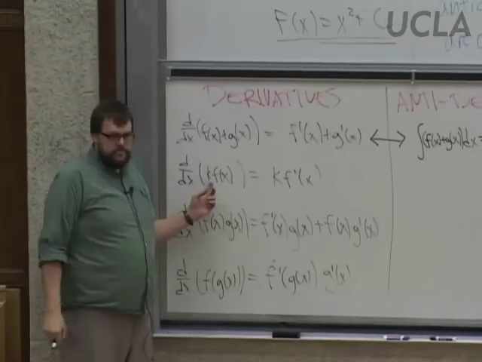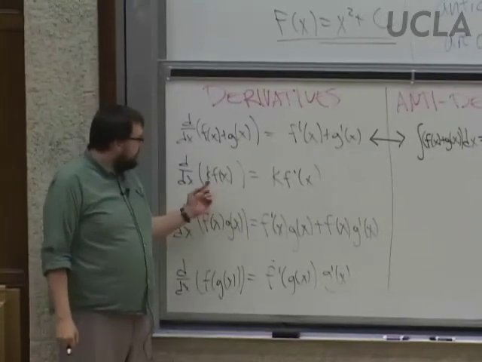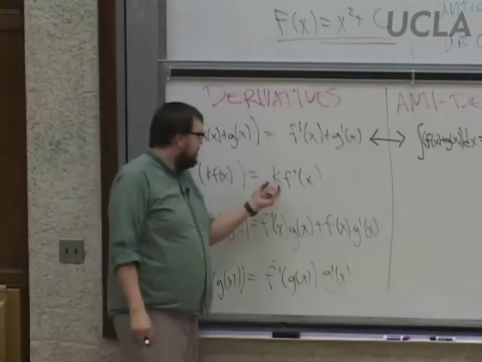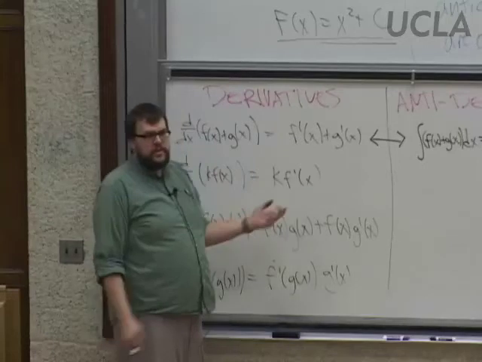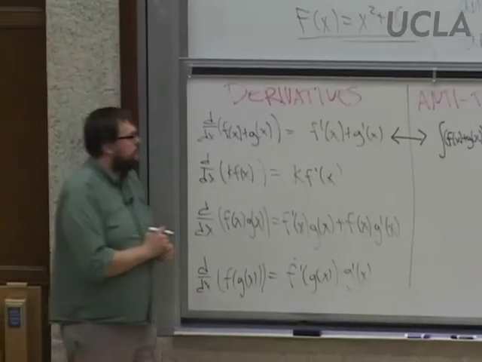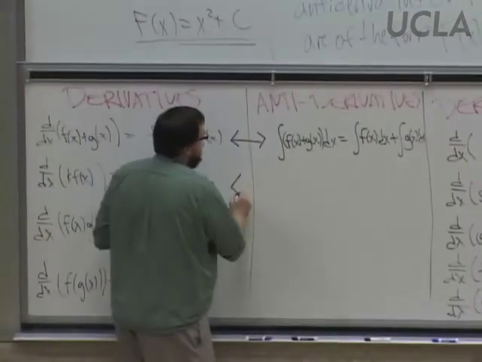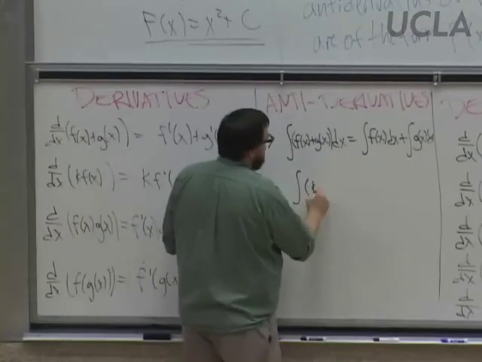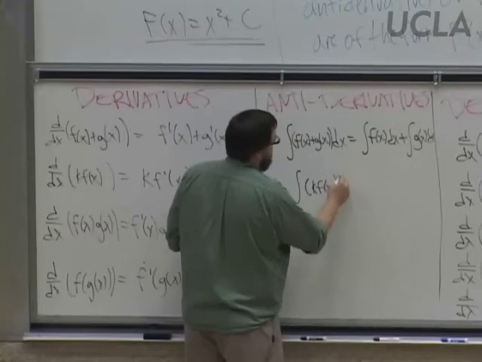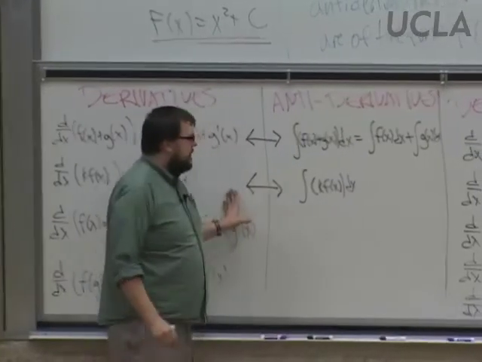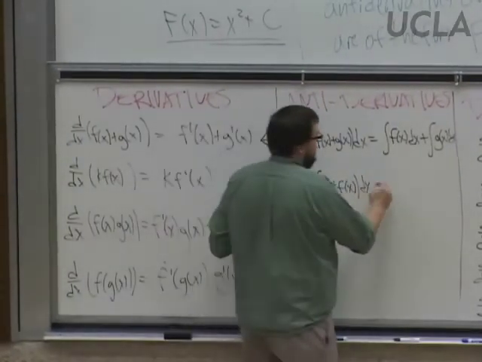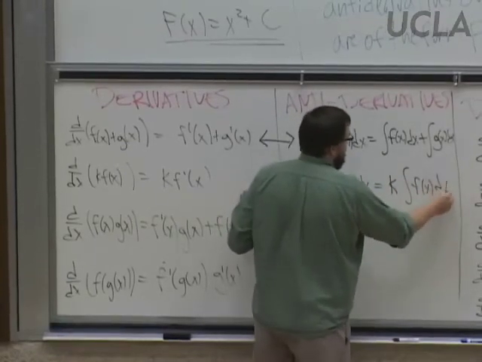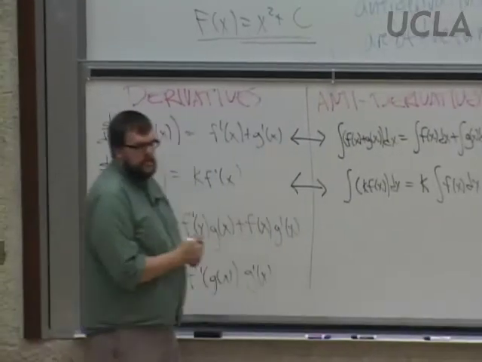Now the next rule, this says if I have a derivative of a constant times my function f of x, the derivative of that is that same constant times the derivative. So in other words, I can basically pull constants out in front. Now this is going to translate into a rule for antiderivatives. It says if I'm trying to find the antiderivative of k times my function f of x dx, again, I can pull the k out in front. So this is k times the integral of f of x dx. So constants come out.